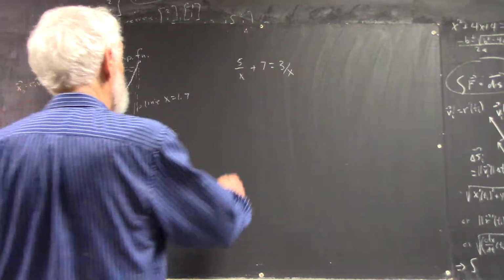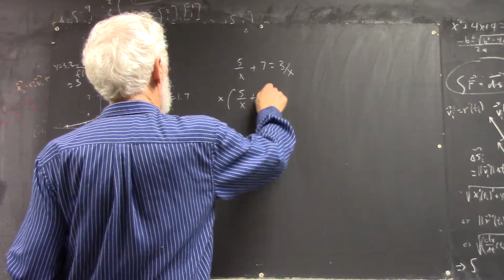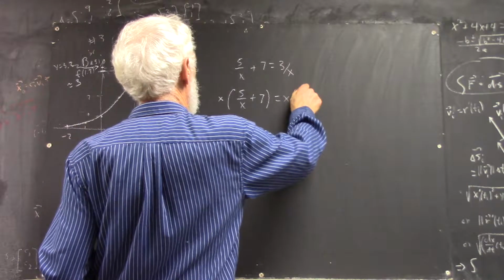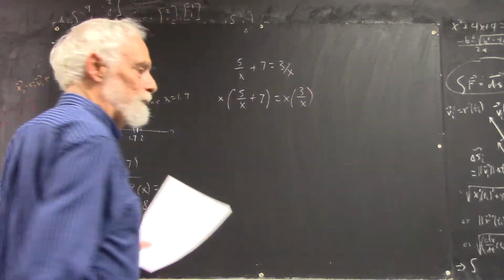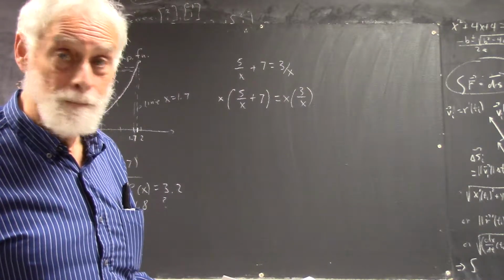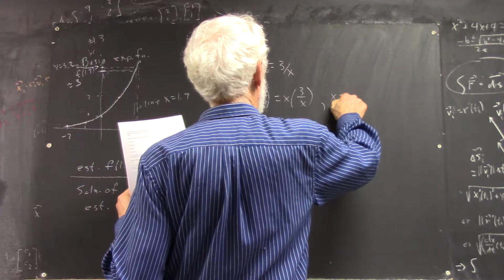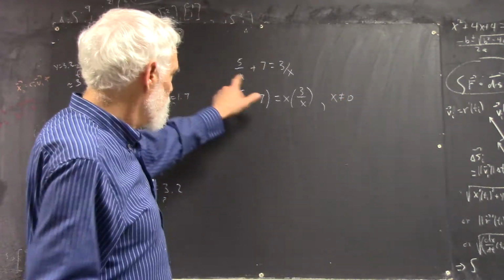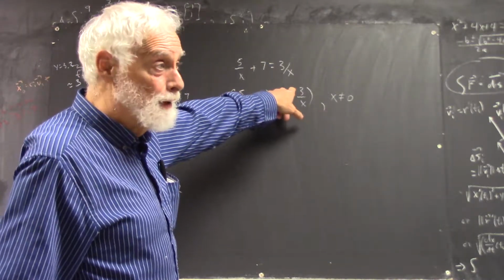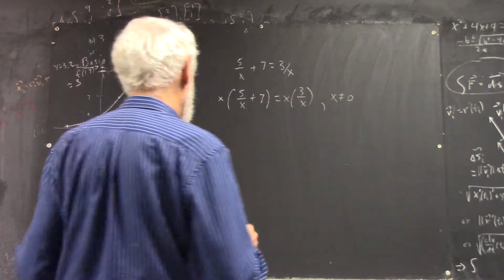Yes, X, and that's the only denominator, right? So if I multiply both sides by X, my equation's still going to be equivalent, right? As long as X is not equal to 0. But if X was equal to 0, the equation wouldn't even be defined because you can't divide by 0, right? Division by 0 is undefined.